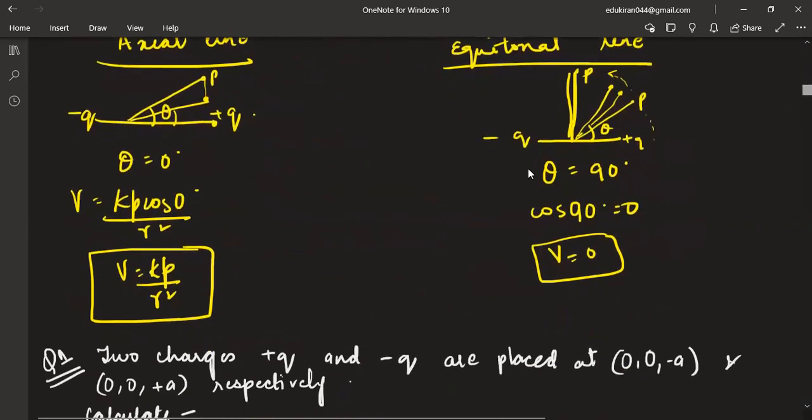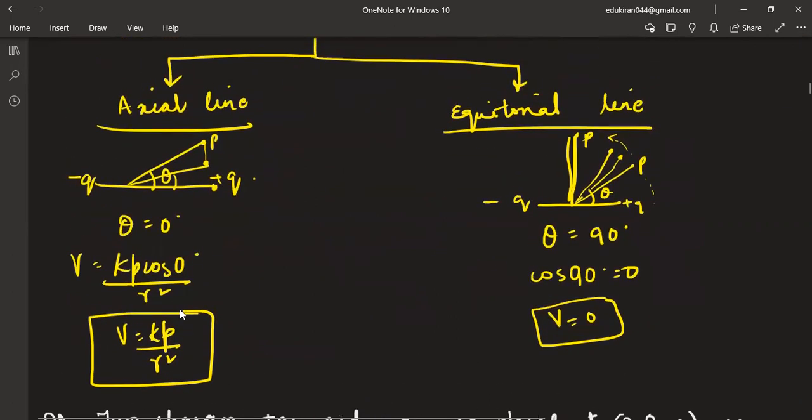Usually these are important from your board's exam, right? So Kp divided by R square. Otherwise, what can happen? A statement based question can be there, which can use both of these: the formula as well as the concept of equatorial field.